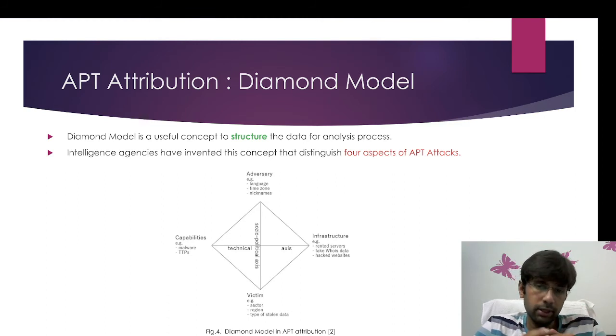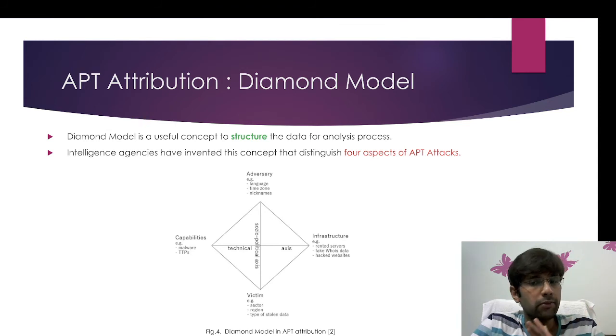And now we will look into the technical axis. The technical axis basically covers the other two pillars, that is capability and infrastructure. Looking at capabilities, the technical team will try to reverse engineer the malware and see whether any of the code has already been used in other campaigns, and what tools, techniques and procedures these APT groups incorporated in this particular attack.